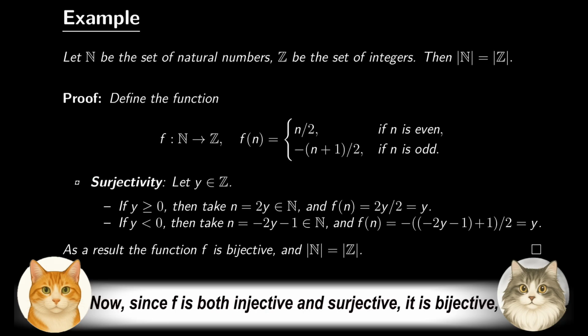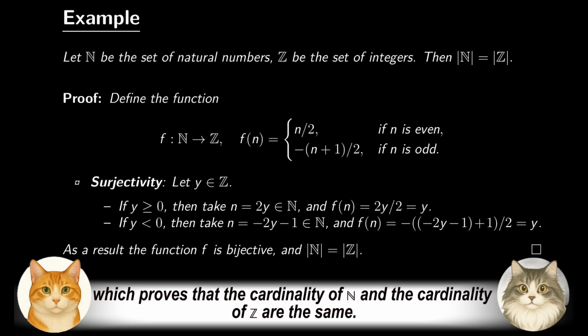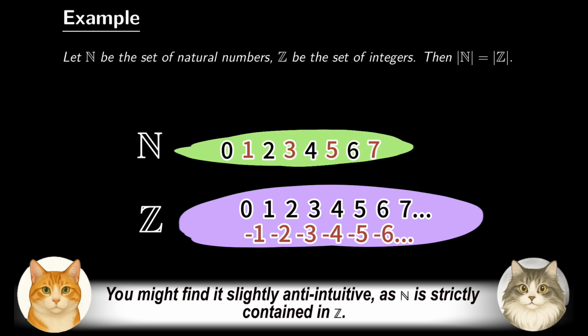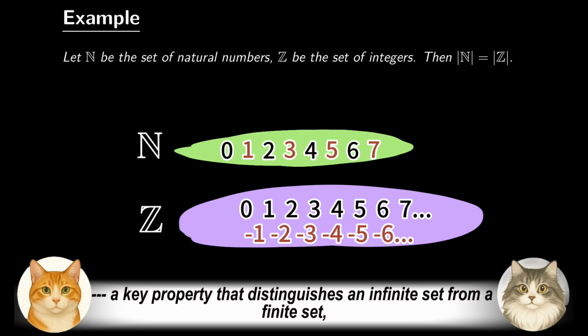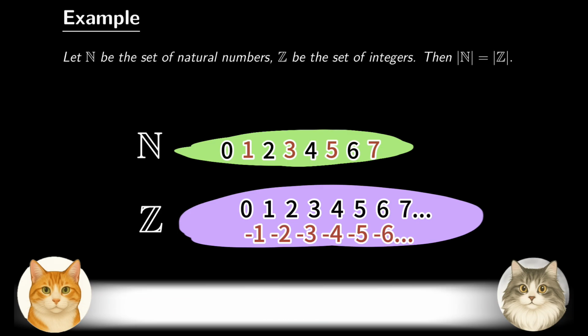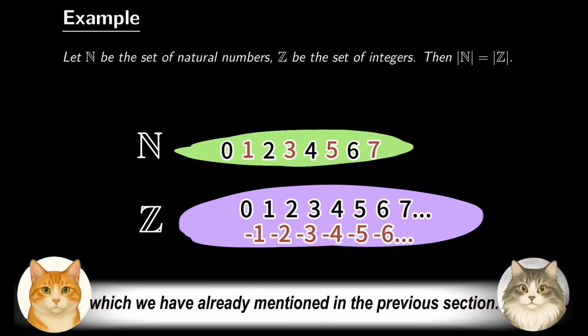Now, since f is both injective and surjective, it is bijective, which proves that the cardinality of N and the cardinality of Z are the same. You might find it slightly counterintuitive, as N is strictly contained in Z. Yet remember that an infinite set can be bijectively mapped to some of its proper subsets, a key property that distinguishes an infinite set from a finite set, which we have already mentioned in the previous section.